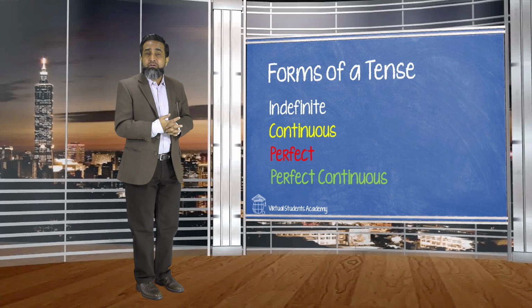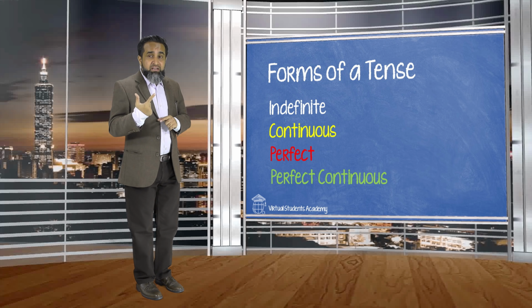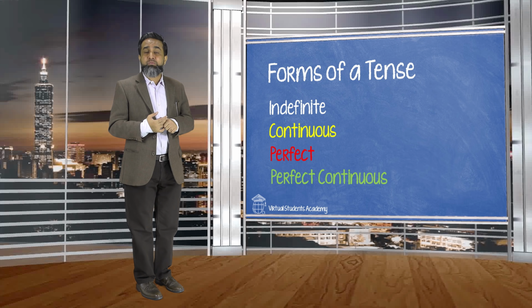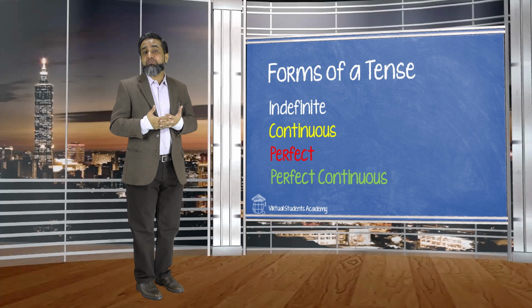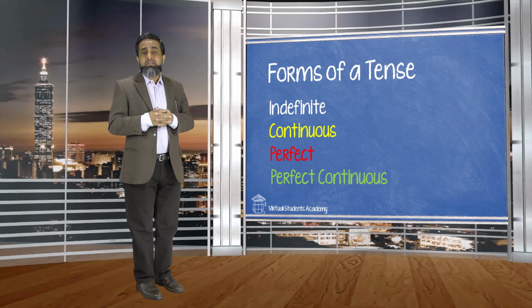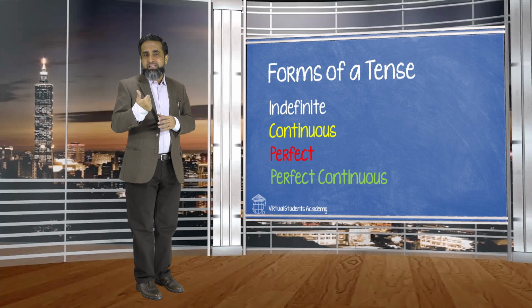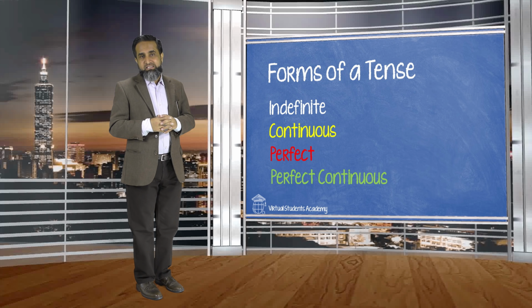So you could see on the board, the first form is indefinite. The second form is continuous. The third form is perfect. And the last one is perfect continuous. There are four forms of a tense which you have to remember. But the moment you are writing or talking, you should always remember in which form you are talking. Our next video in the series, the second part, will show you the symbolic definition of the tenses as well.